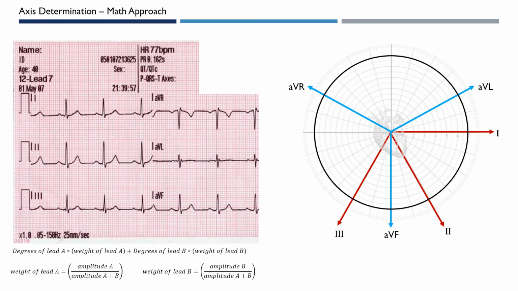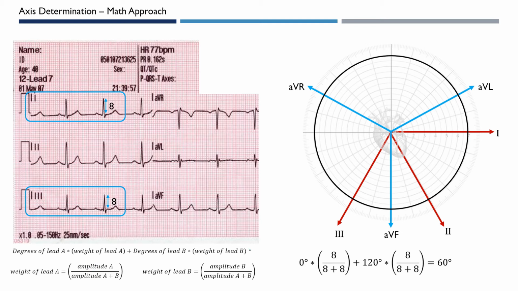And the weight of lead A is dependent upon its proportion of the total amplitudes. So if we do this mathematically, we're going to look at lead 1 and lead 3. All we have to do is count the squares to the top of the amplitude. And we can see that for lead 1, it's 8, and for lead 3, it's 8. So then if we use this equation, we know that lead A, being in this case lead 1, has 0 degrees because it's located at the 0 degree axis. Its weight is 8 over 8 plus 8, in this case 1/2.